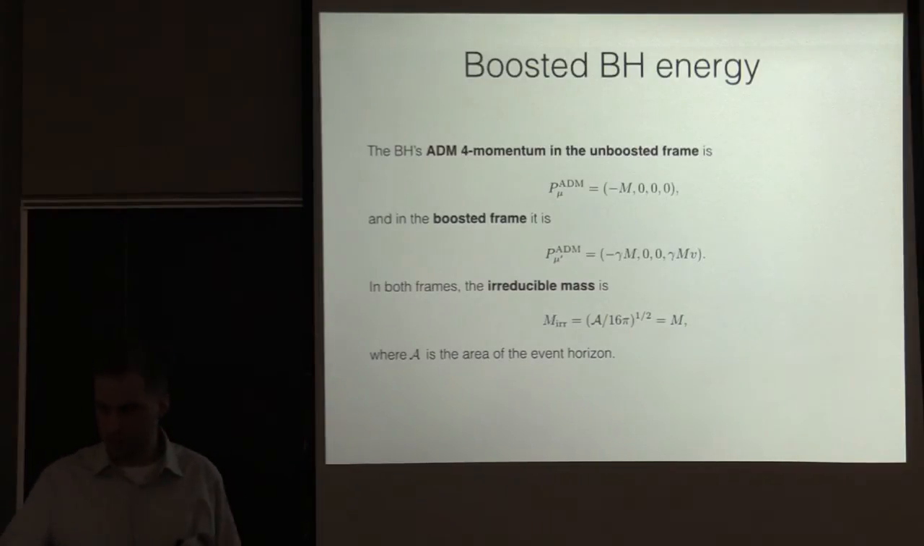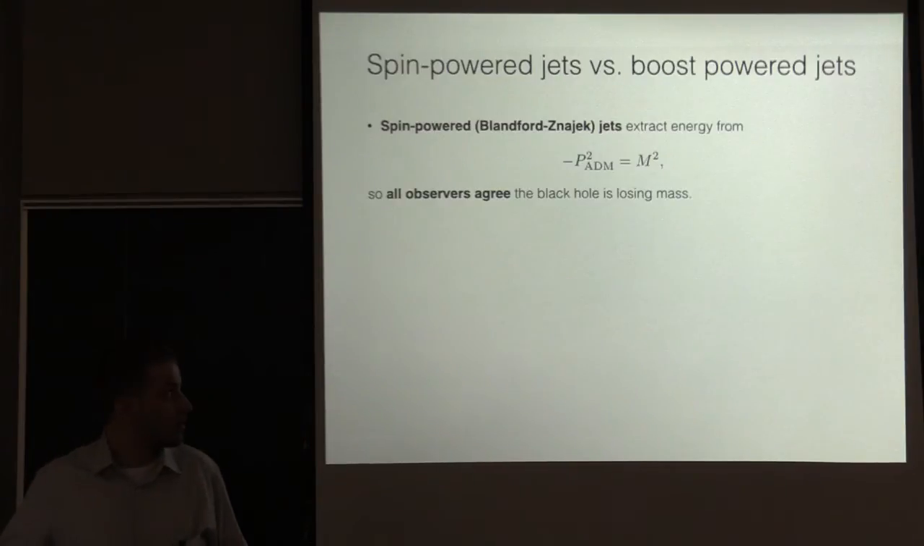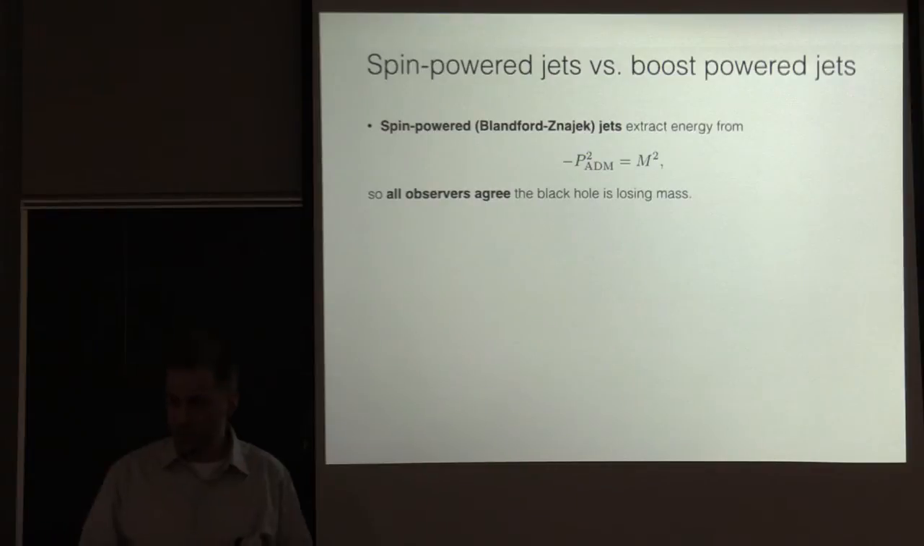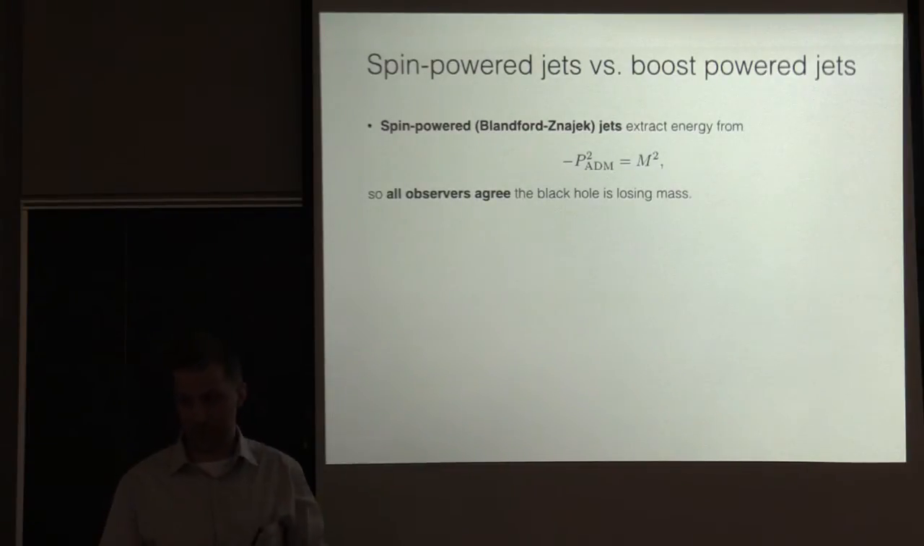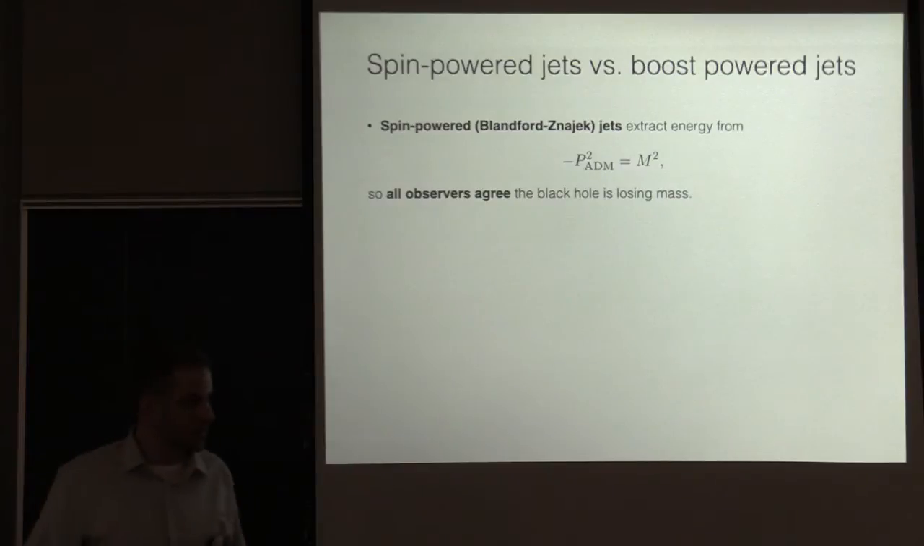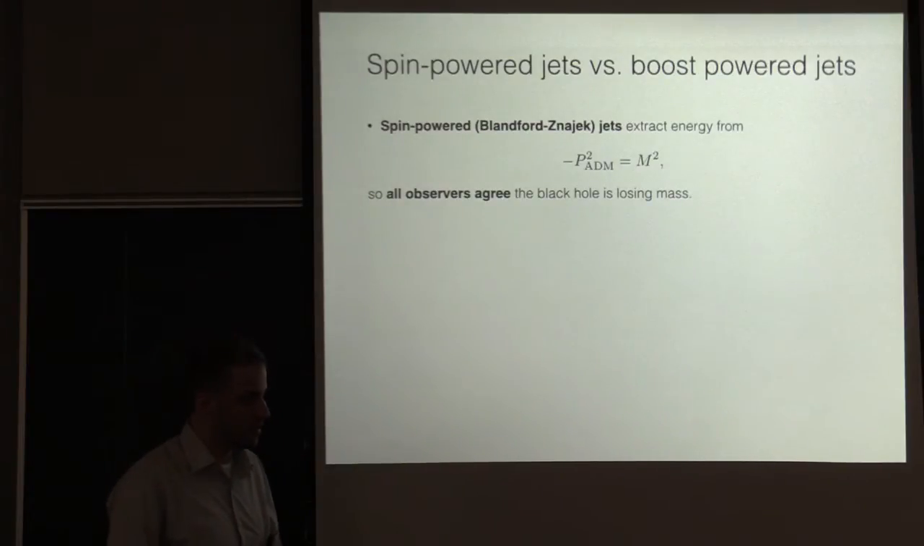Could you please repeat that in terms of the invariant mass on the next slide? Yeah. In the spinning case, with Blandford-Znajek jets from spinning black holes, it goes down. In this case, this always goes up. In these processes, that always goes up. Yeah. How long does it take for the black hole to come to rest?